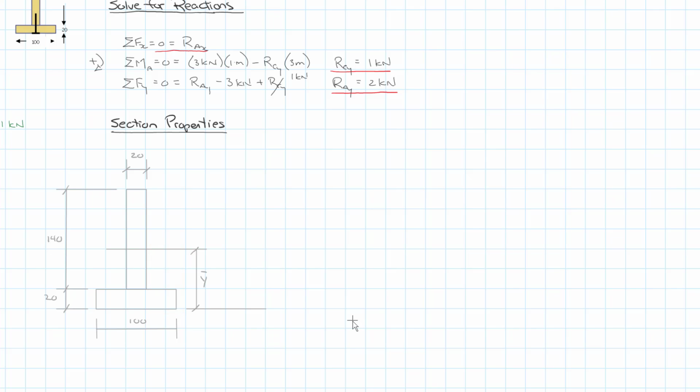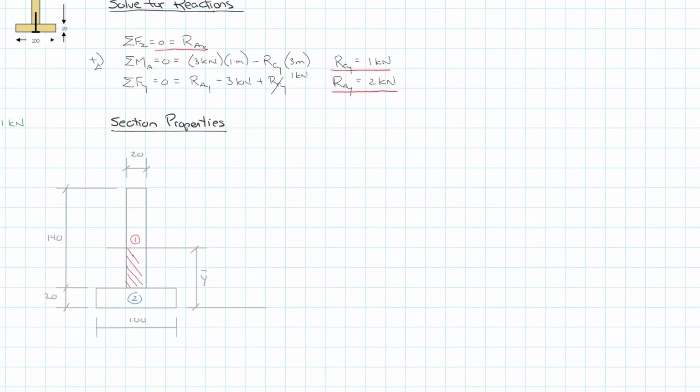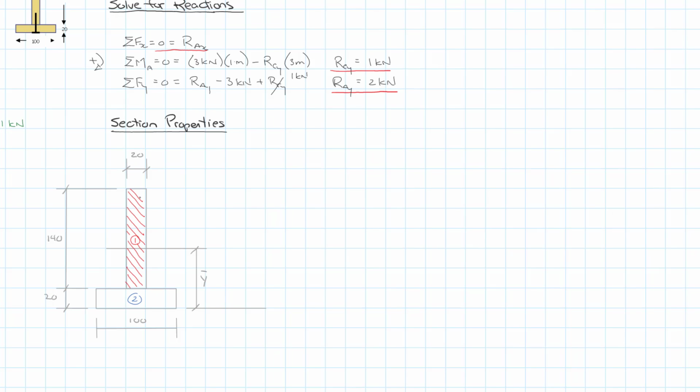Now we have two obvious geometric shapes making up our cross section, two general rectangles, which are great. They make them easy to work with. And so I'm going to identify them as area 1 being the web, if you will, and area 2 being the flange area. And I'm just going to hatch them out so you can see the full area that I'm describing. There's area 1 and area 2.